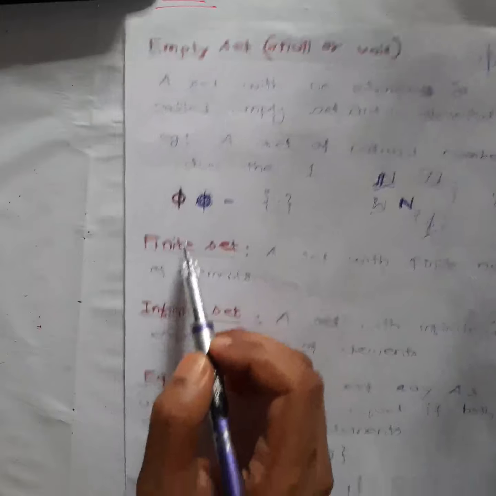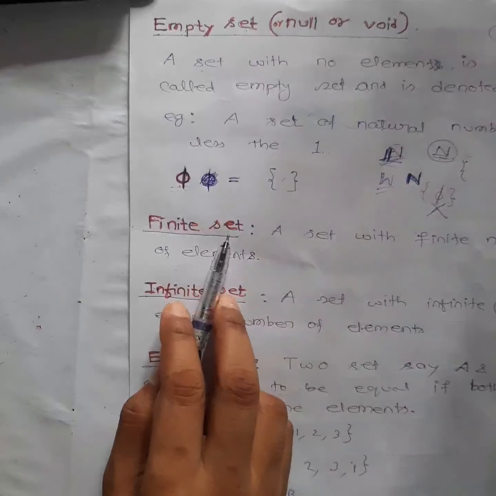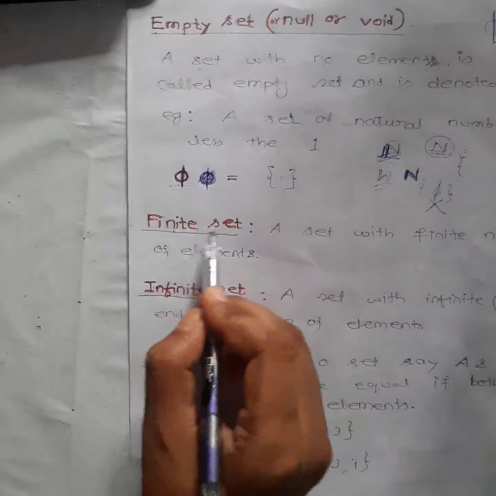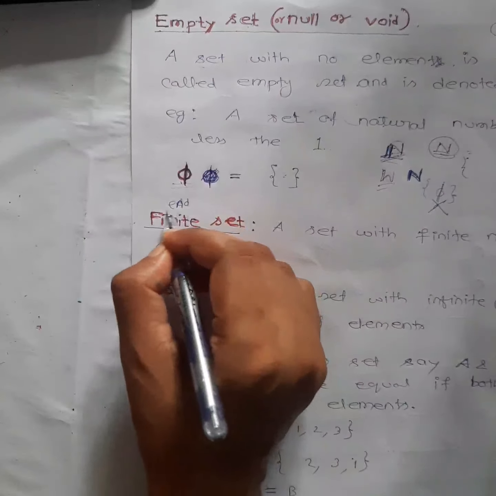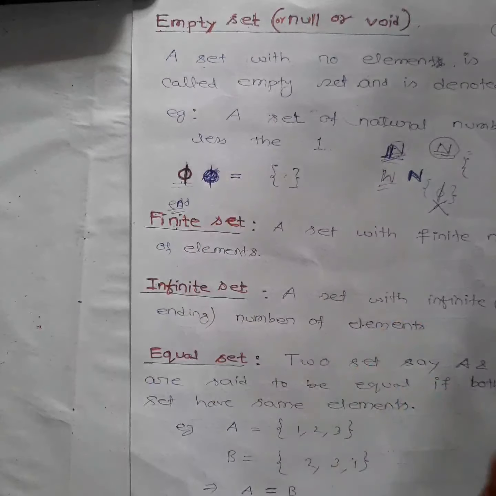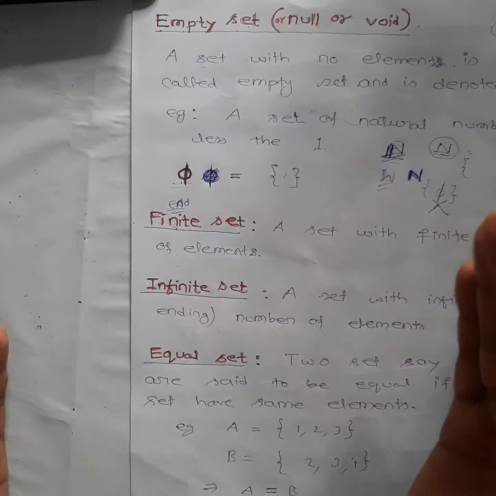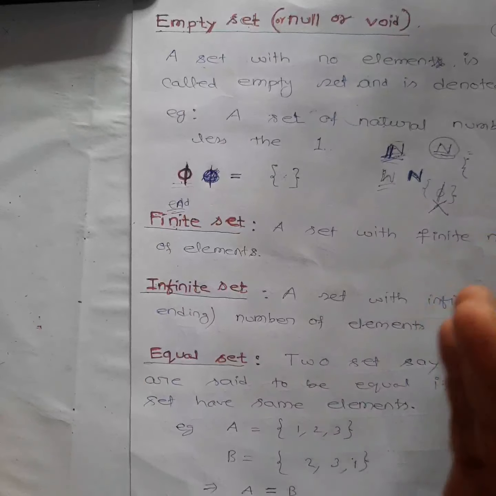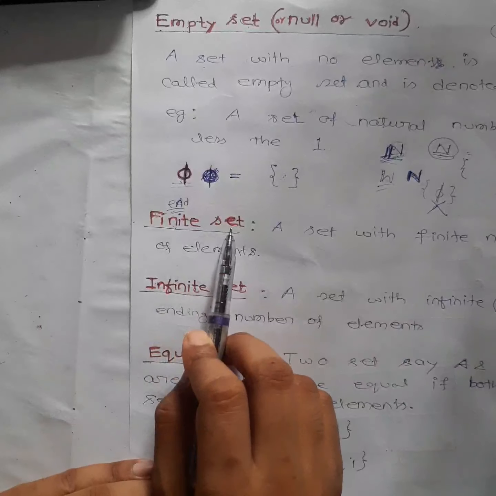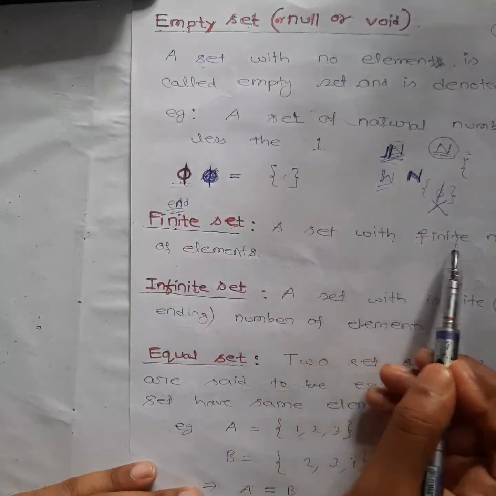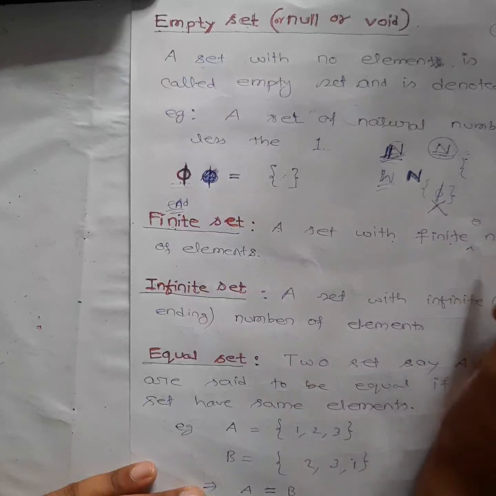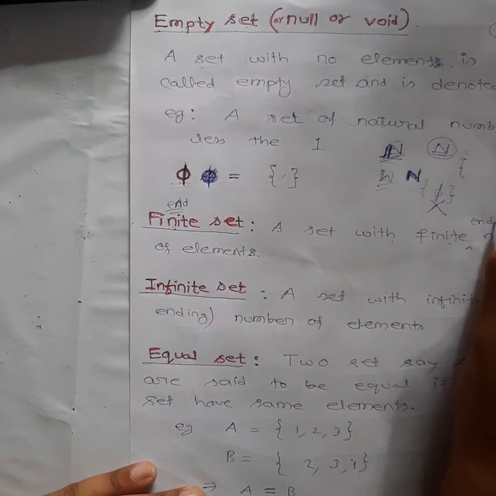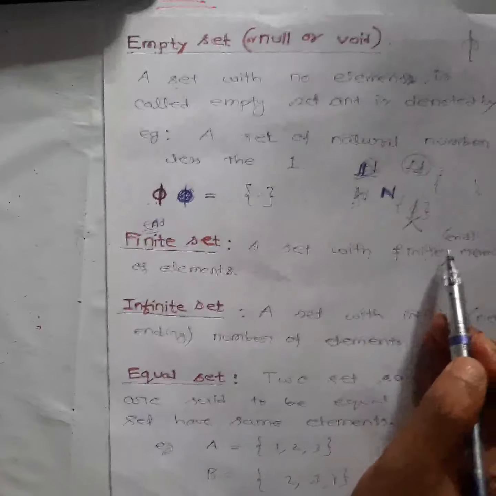Okay, next, finite set. What is a finite set? By the word itself, finite, you have understood, I guess. It means there must be some end. When we count something and we end up, that is called finite. Finite means some end is there. So a finite set means what? A set with a finite number of elements. You can see there will be an end of the set.